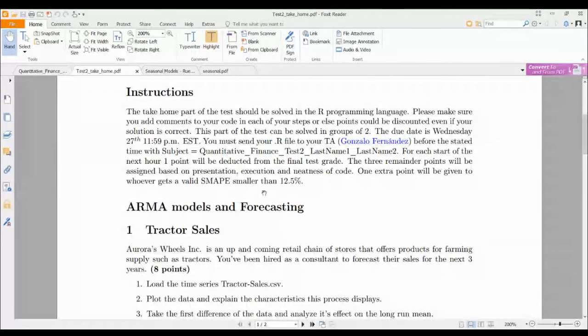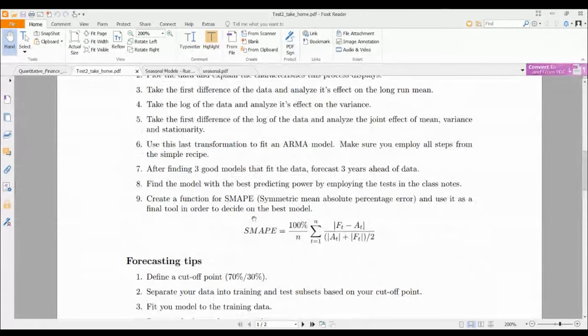So, last semester, I gave some tractor sales data, and I wanted the students to use different models and forecast using different metrics. One of the metrics I gave them is the SMAPE, the symmetric mean absolute percentage error. This is better than the mean square prediction error because it accounts for different variability that you might have inside your data.